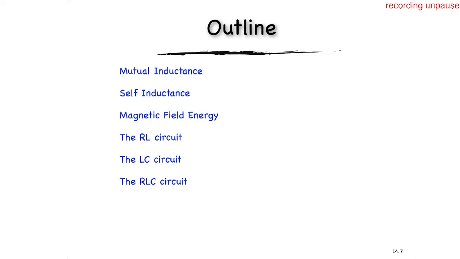Today we're going to move on to chapter 14, which is where we really take this idea of magnetism that we've been dealing with for the last few weeks, and we bring it into circuits. So we look at circuit elements that take advantage of some of the magnetic effects that we've discussed.